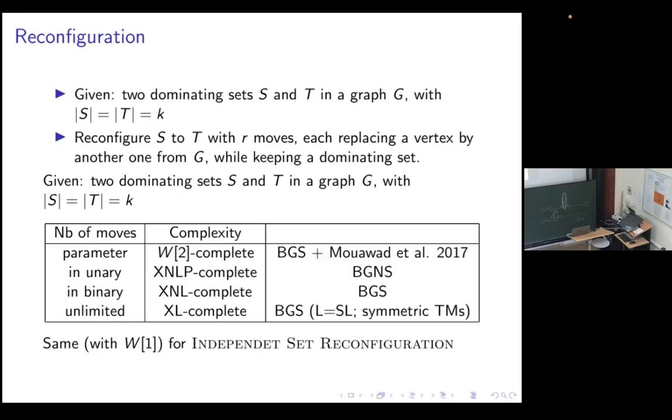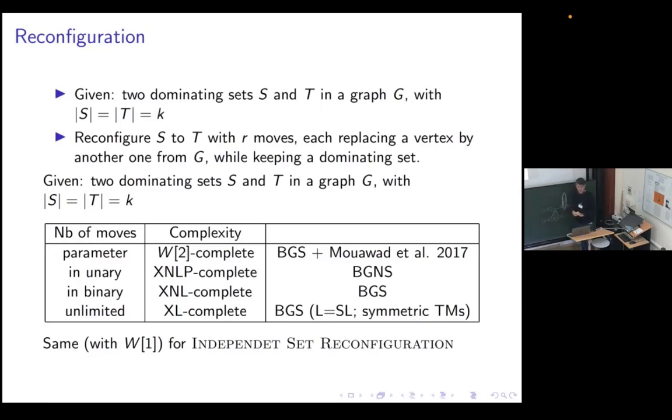So if it's given in unary, then the problem is still XNLP-complete, because you can still do this machine simulation there. If it's given in binary, it's actually complete for the class XNL. If it's a parameter, it's complete for dominating set, and W1-complete for independent set.